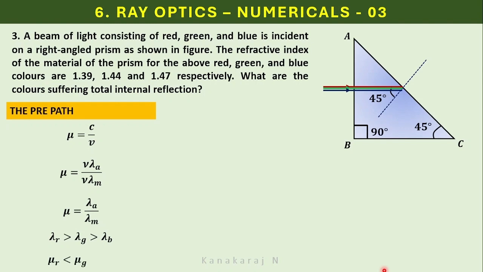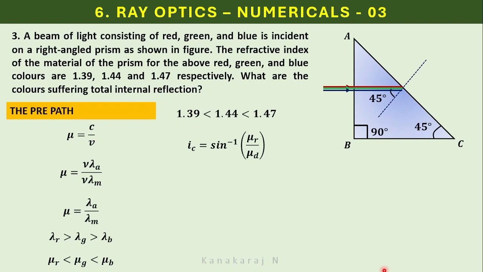Obviously, we know that the refractive index of the prism for red color is less than that for green color, which is less than the refractive index of the prism for blue color. Good. 1.39 is less than 1.44, which is less than 1.47. This is given in the problem very clearly. So let us go for the problem.